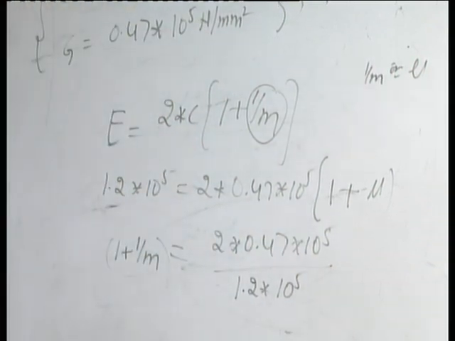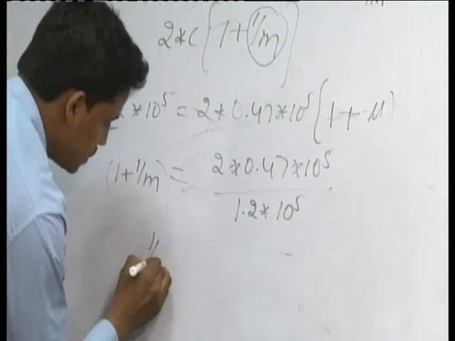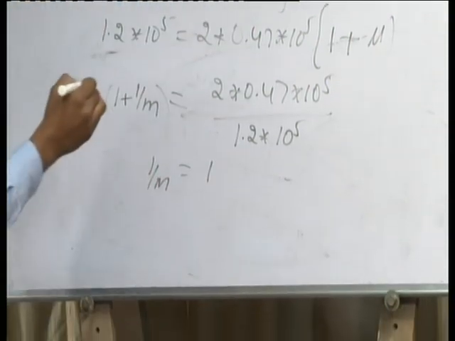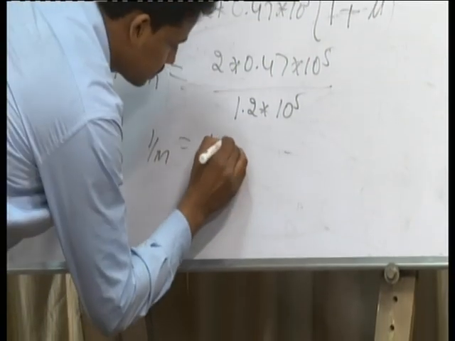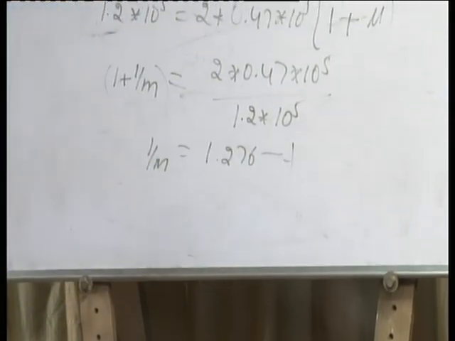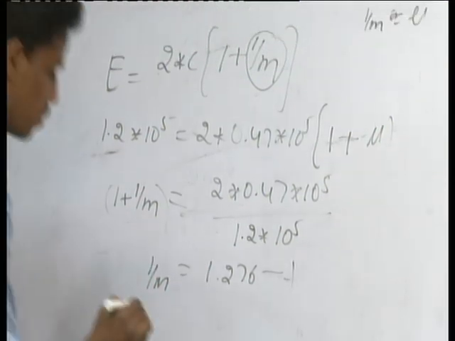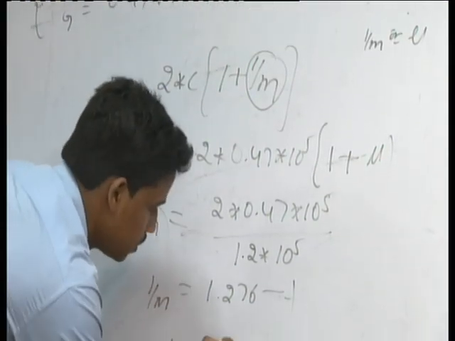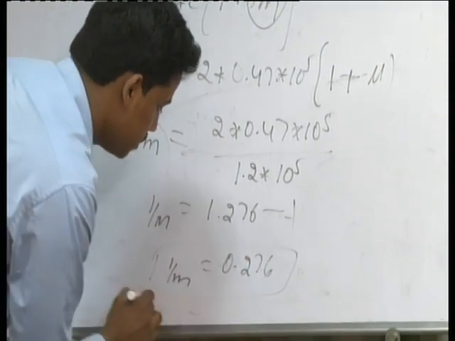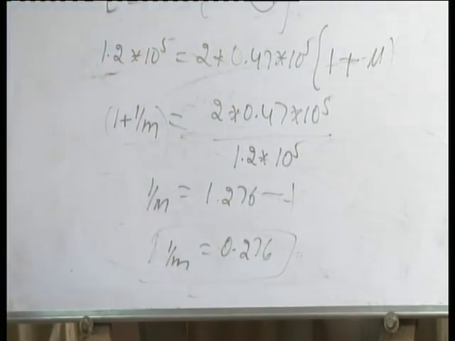If we simplify this, we will get 1 by m is equal to 1.276 minus 1. So 1 by m is equal to 0.276.